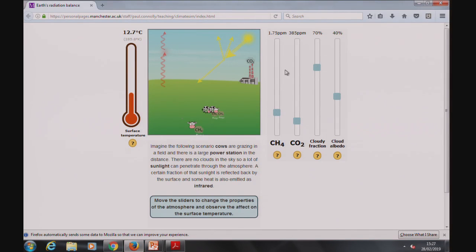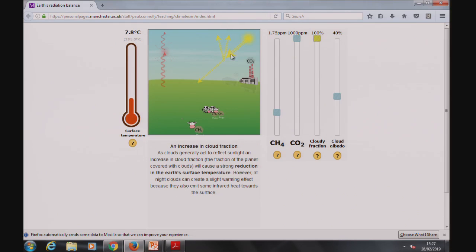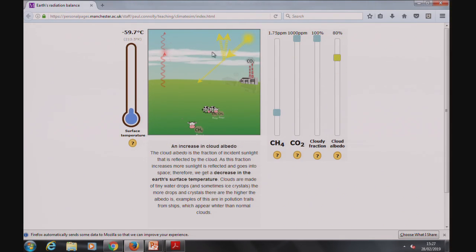And we can change things. I've not got water vapour, but we can change, for example, CO2. You see that more absorption takes place. We can change the clouds. You see we get more reflection, and so the temperature goes down. We can change how reflective the clouds are, how white they are, and we get more reflection still. I guess that's kind of related to this slide here.